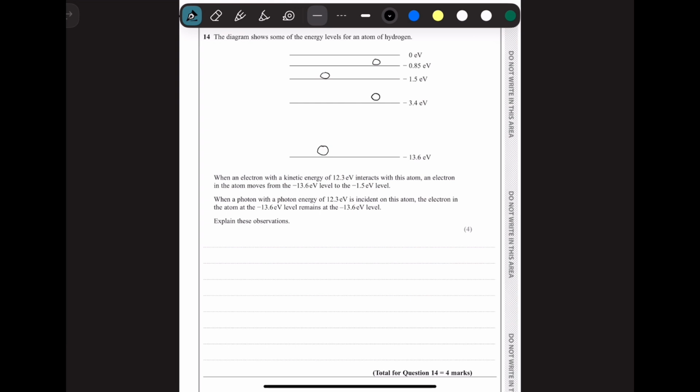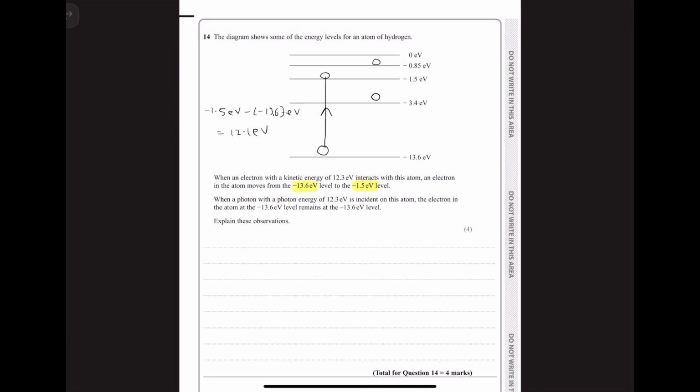In this case, the electron needs to move from minus 13.6 electron volt to minus 1.5 electron volt. So the absorption is from here to here. It needs an energy equivalent to minus 1.5 electron volt minus minus 13.6 electron volt, and that is 12.1 electron volt. So the electron needs to absorb an energy of 12.1 electron volt.